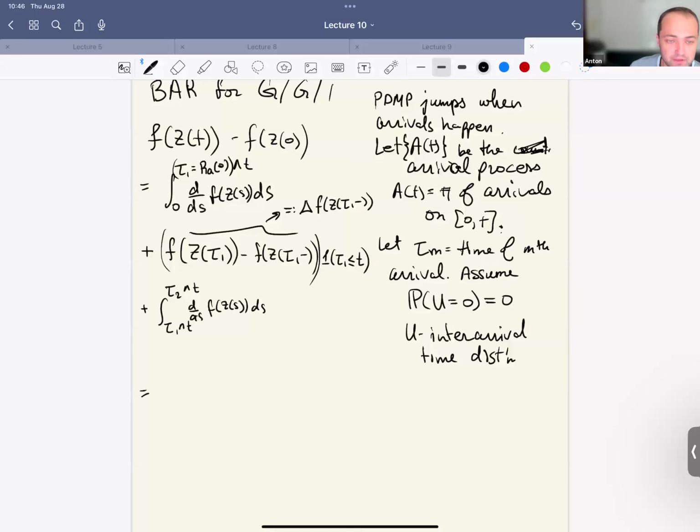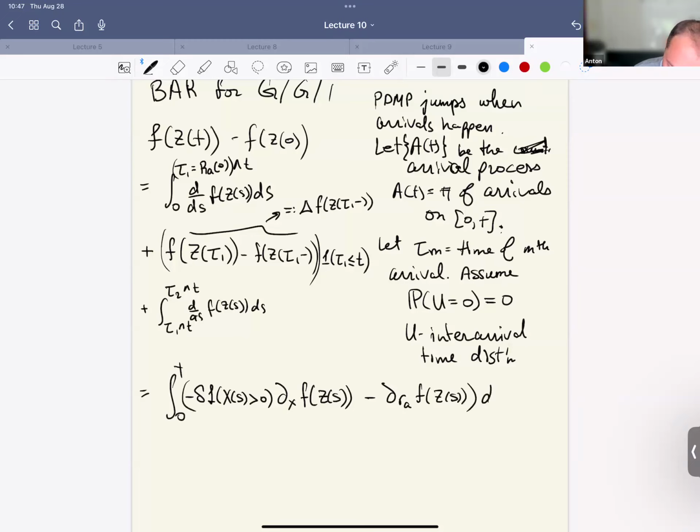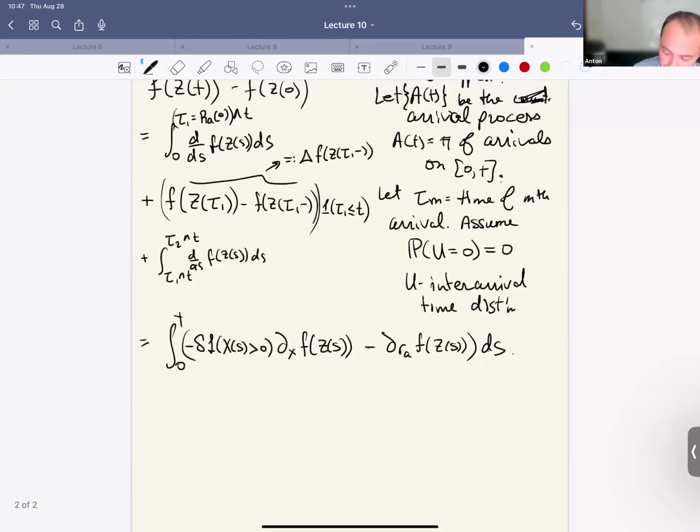And if we carry this procedure out, we get the integral from 0 to 1 of the time derivative, but the time derivative actually happens to be what we've derived, our generator. So let me write it down here. It's from 0 to t, not 0 to 1. X of s is positive, partial x f of z of s, minus partial with respect to the second coordinate f of z of s, ds. That's the deterministic component.